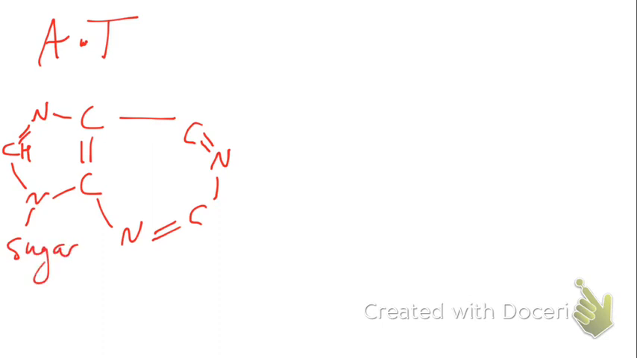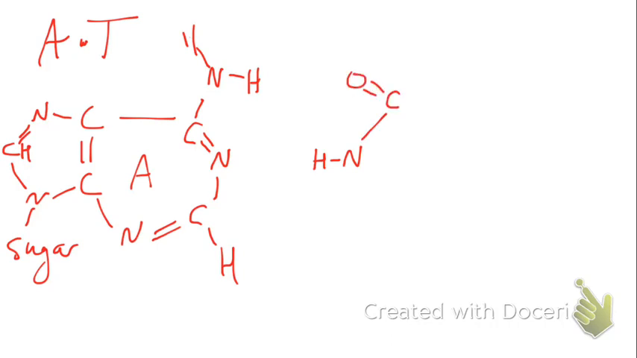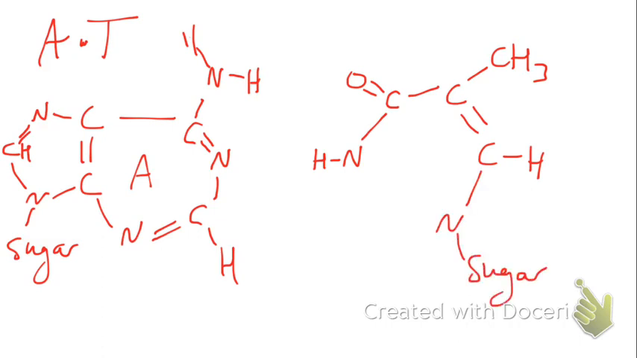So there's adenine, poorly drawn. And so let's put an N. And now let's draw thymine. So here's thymine. So we have adenine and thymine.